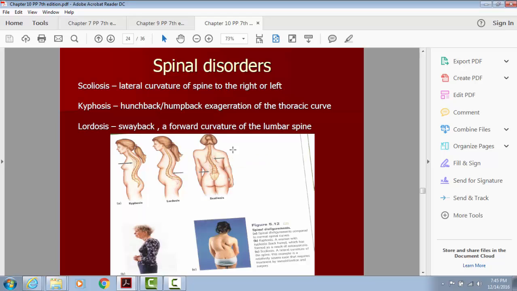Spinal disorders. Scoliosis is lateral curvature of the spine to the right or the left. So this here is an example of scoliosis. Kyphosis, then, is this little grandma down here in the bottom, and she has hunchback or humpback exaggeration of the thoracic curve. So here's her cervical spine, and then here's the thoracic curve here. Then the last one is lordosis. I apologize, this is scoliosis. Lordosis is this one up here, which is swayback or forward curvature of the lumbar spine. This is a really severe case of scoliosis.